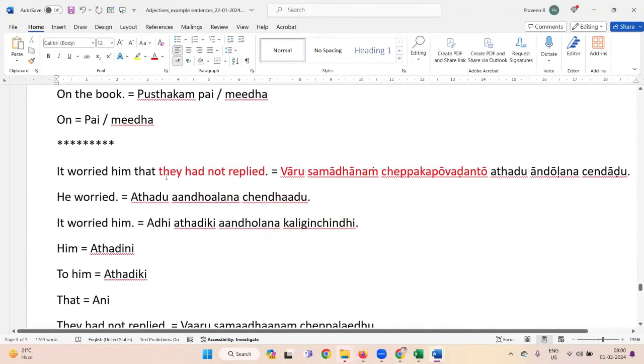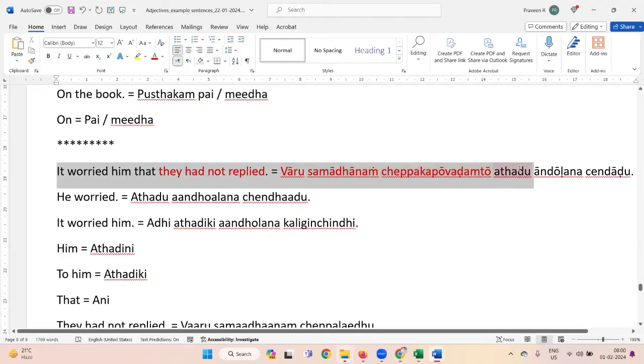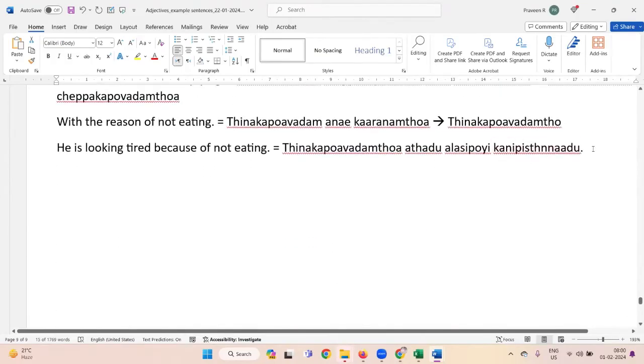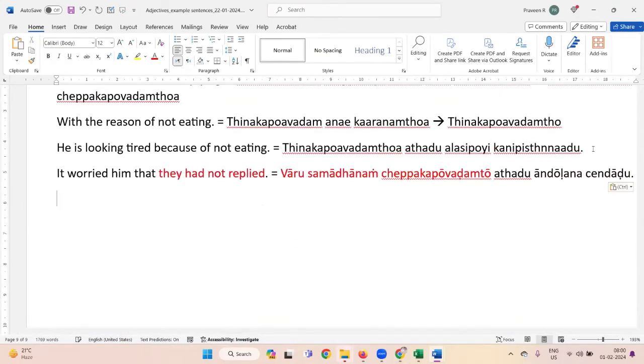It worried him that they had not replied. వారు సమాధానం చెప్పకపోవడంతో అతడు ఆందోళన చెందాడు. Okay. So here we can rewrite this sentence in a different way also. This is from Google, but this is also right. People use this structure also. Now I am going to write another way of translation that is also okay, but that will be more clear to you. It worried him.